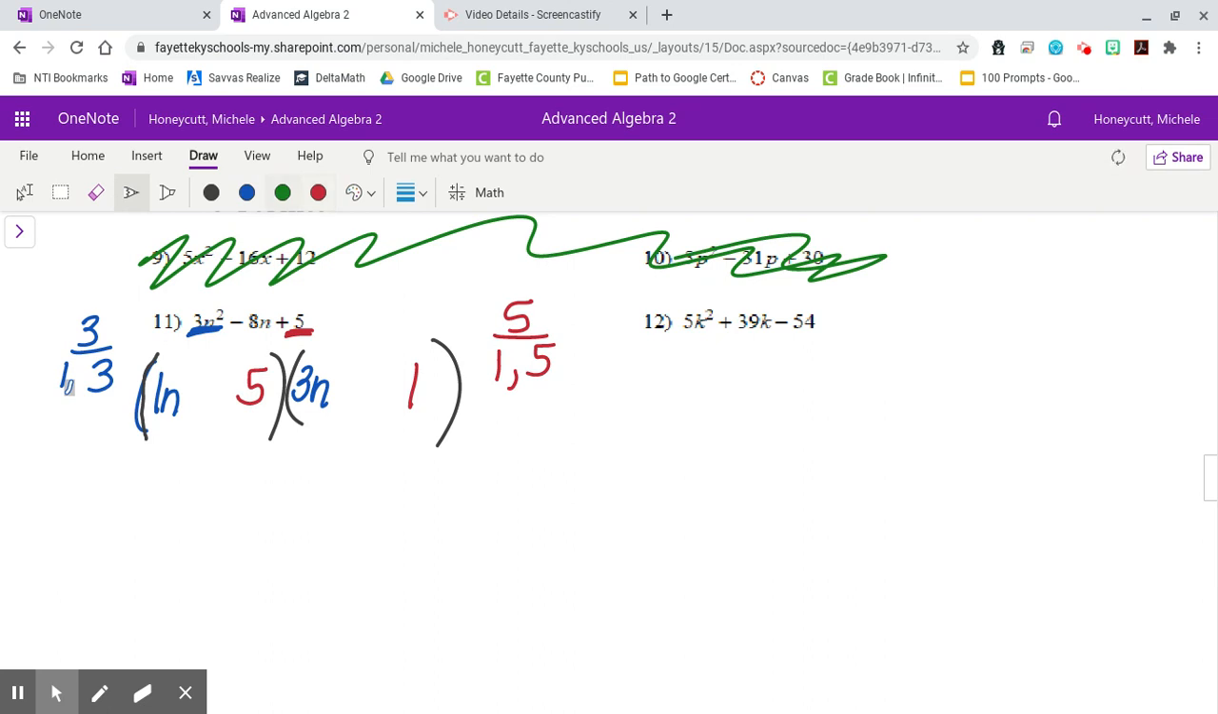So you'll know if you've done the right thing if this product, added or subtracted with that product, combines to be negative 8. So I look at the product of 5n and 3n and I get 15n. Then I look at the product of 1n and 1 and I get 1n. Is there any way I can add or subtract 15n and 1n to get negative 8n? No. Okay, so let me erase.